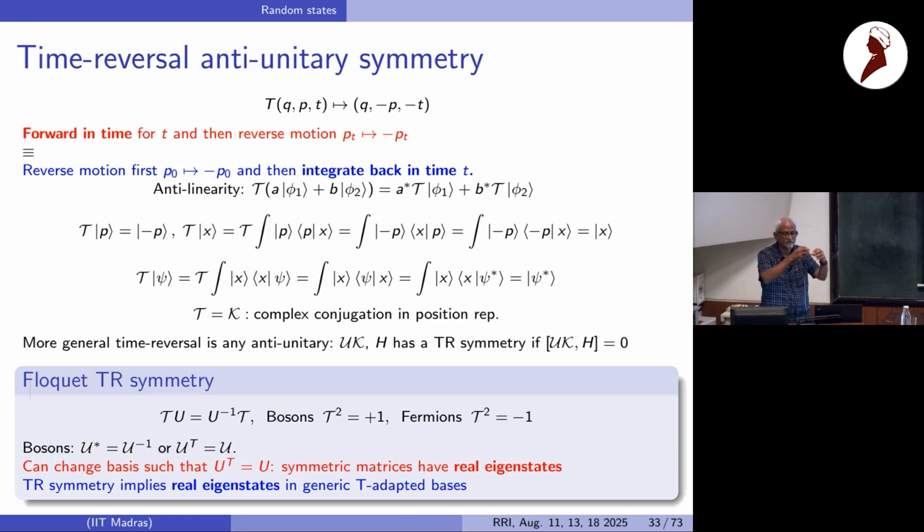In fact, for the students, most of the eigenstates that we calculate in textbooks, whether it's harmonic oscillator or atomic hydrogen atom, they're all real because they all have time reversal symmetry. Yeah, it's actually spin half integer.